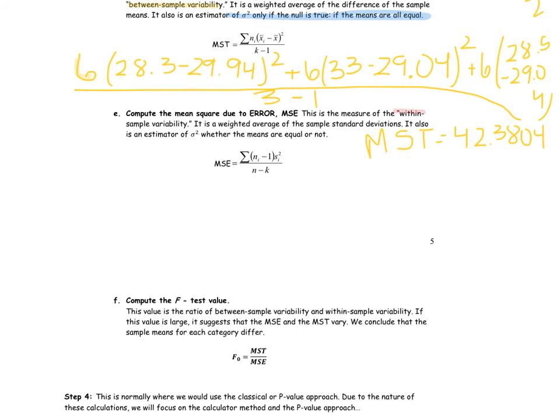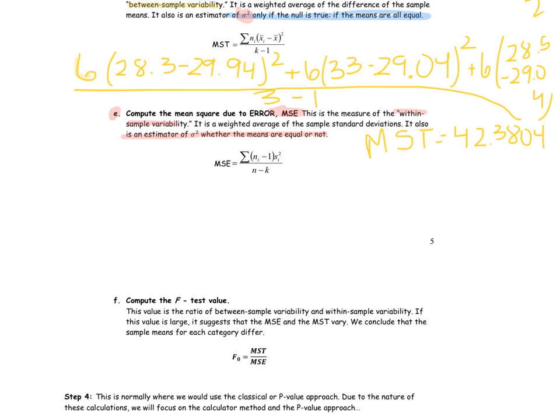Okay. So we're going to compare the between sample variability to the within sample variability. This is the within sample variability. It's a weighted average of the sample variances. It also estimates the variance, whether the means are equal or not. So this one estimates it no matter what. The MST estimates it only if the means are equal. So if the means in reality are actually equal, the MST and the MSE, what we're calculating right now, should be almost the same.